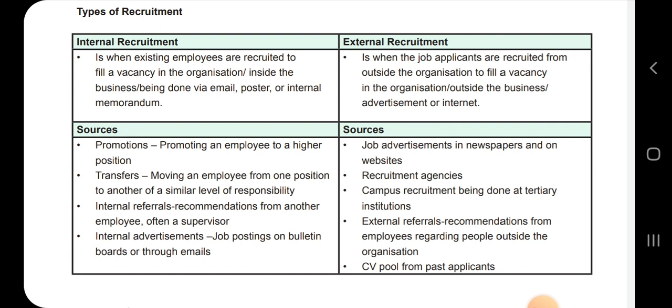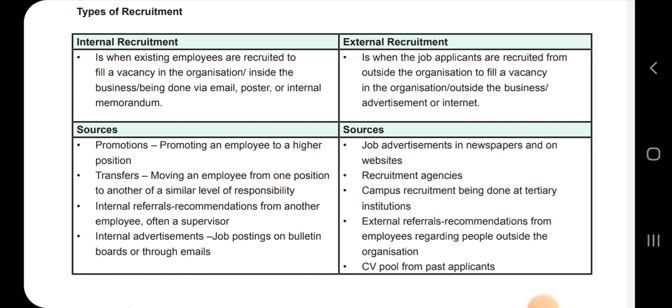Internal referrals are recommendations by another employee, often a supervisor. Maybe a supervisor can say there's a new person, so and so who works under me is great and can actually take on that position. Internal advertisement is a job posting on bulletin boards or through email, just letting people in the business know. And then sources of external recruitment are job advertisements in newspapers and on websites.